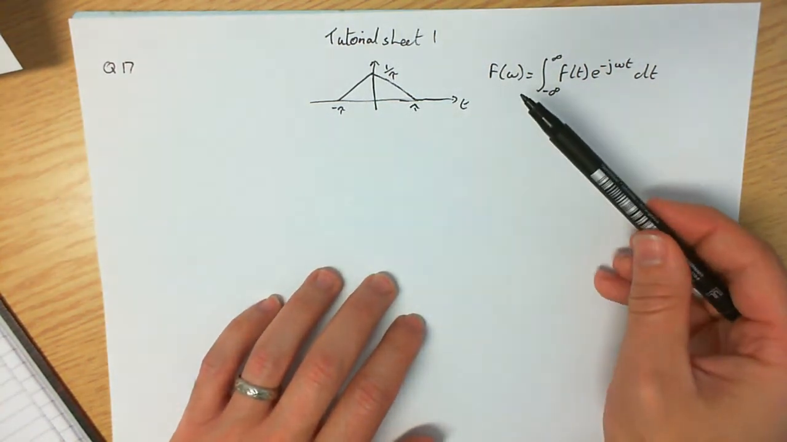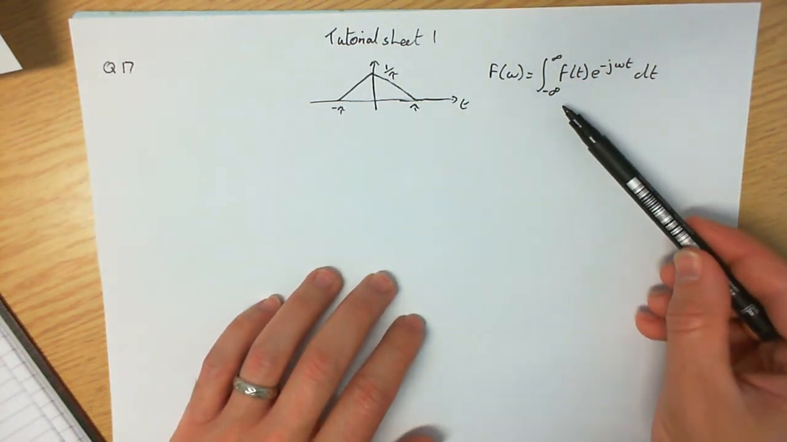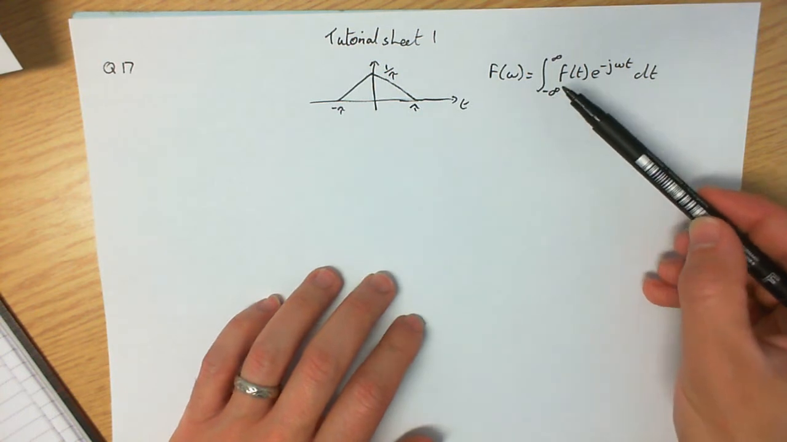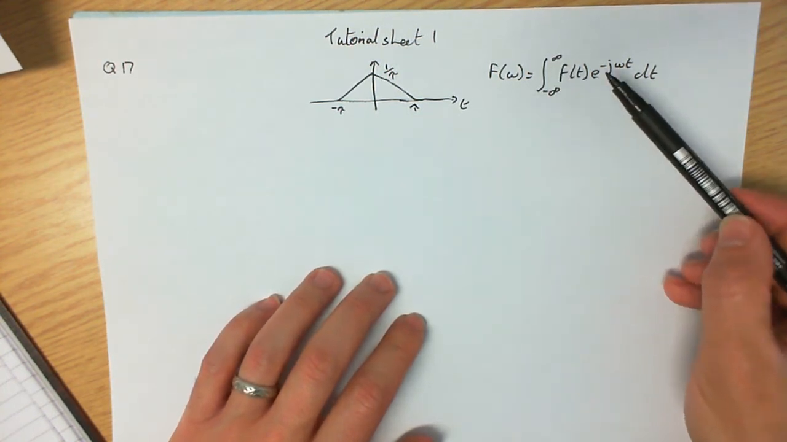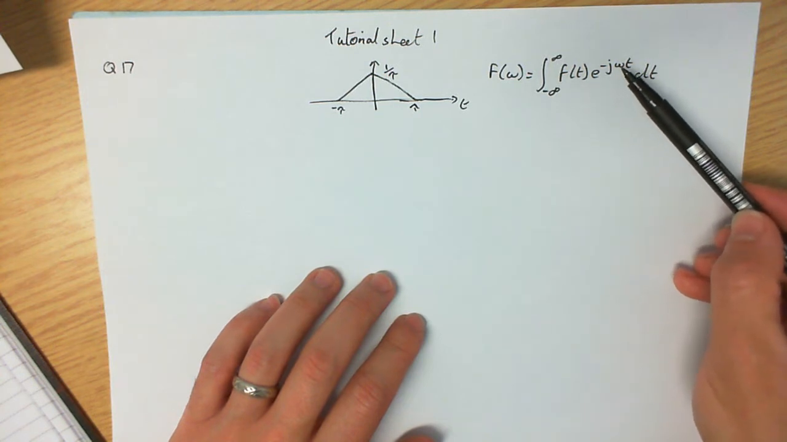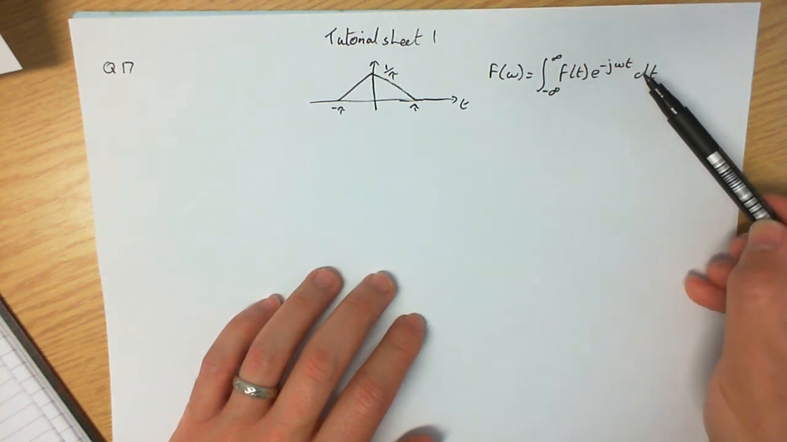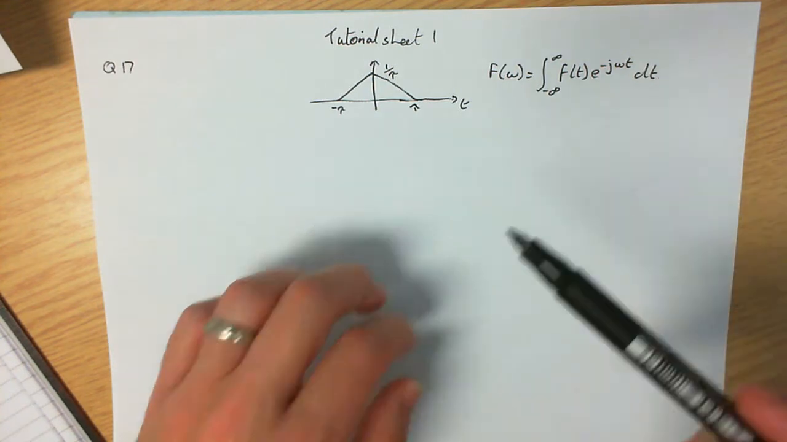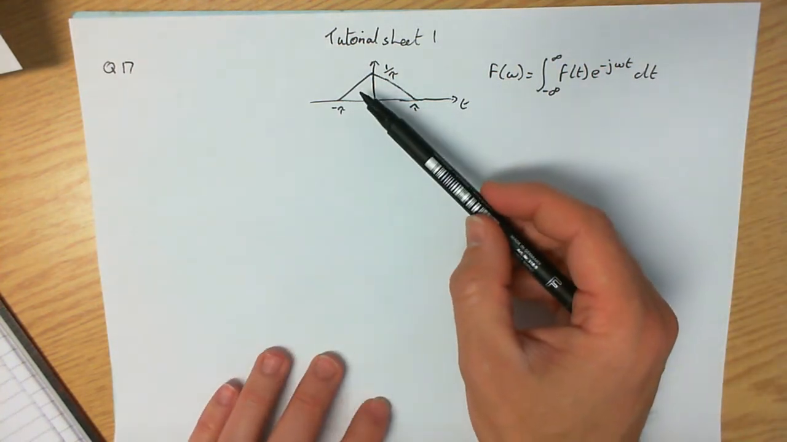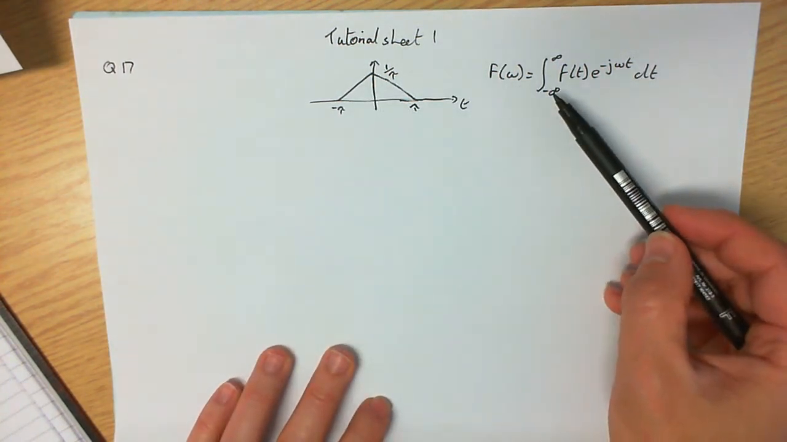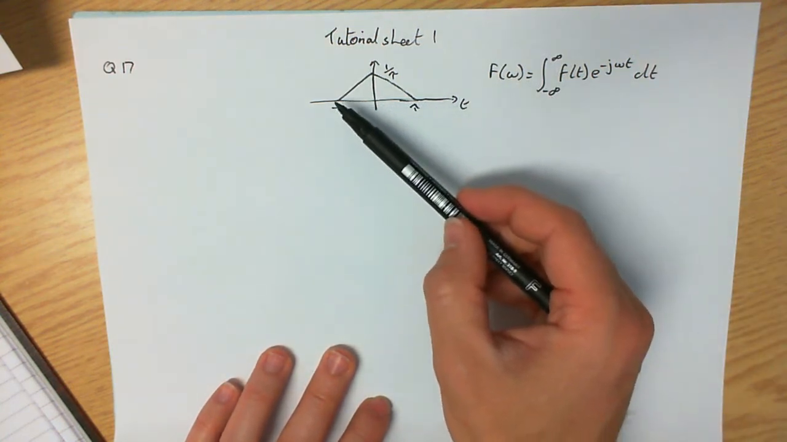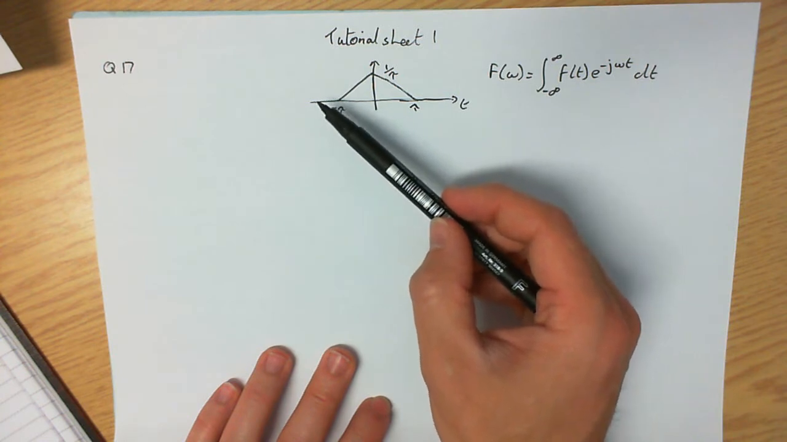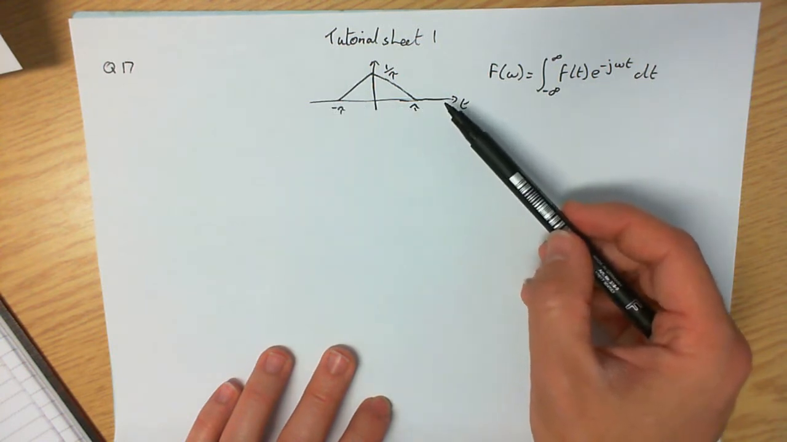To recall, the Fourier transform is given by this equation, which is the integral from minus infinity to infinity of the function in the time domain multiplied by e to the minus j omega t, and integrate that with respect to t. So how do we cope with this? Well, the integral obviously is not going to be minus infinity, it's going to be from minus tau to tau, because the function f of t is 0 outside of that range.